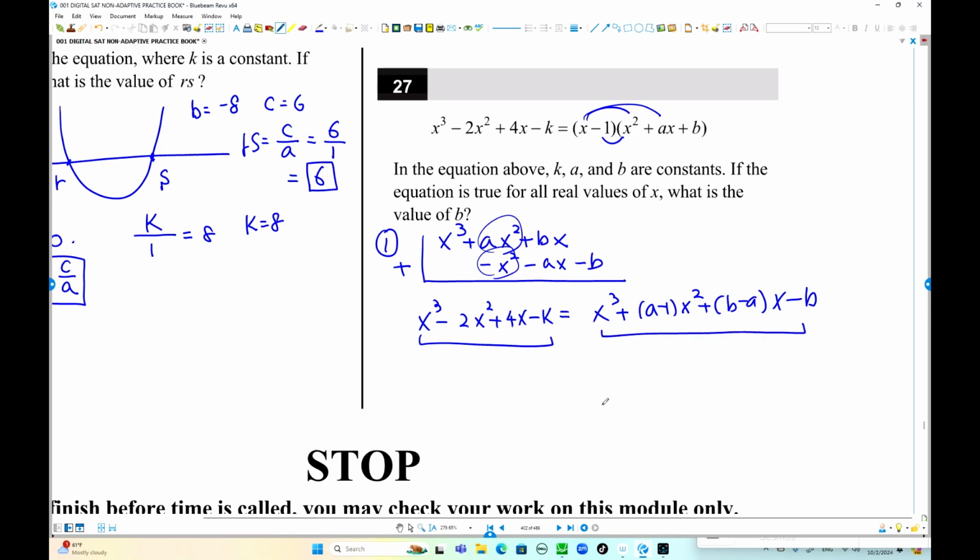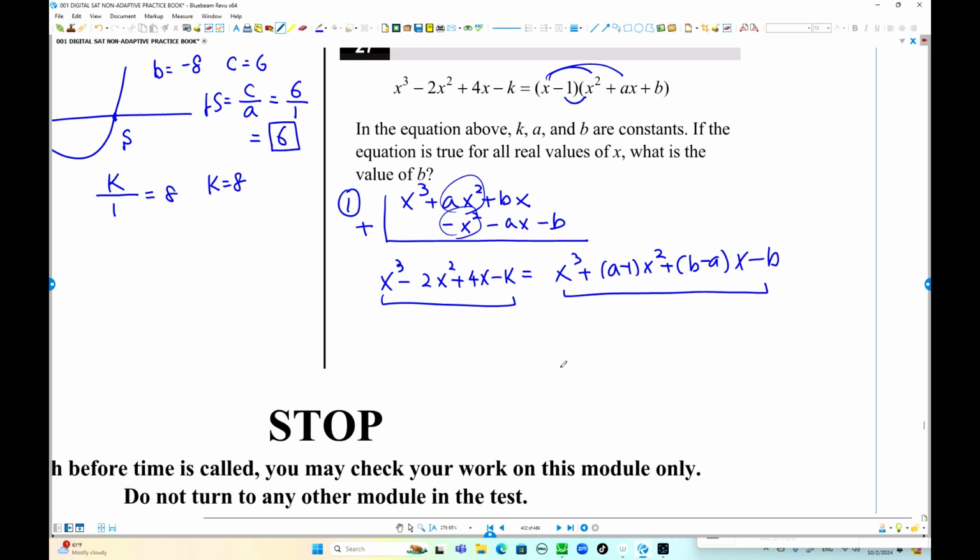The coefficient of every variable must be equal. So a minus 1 equals negative 2. First one, a minus 1 equals negative 2. From here, a equals negative 1, right? The next one, b minus a, that is 4. B minus negative 1 is b plus 1 equals 4, so b equals 3, isn't it? We already got b equals 3. That's when you find the value of it. That's the answer.